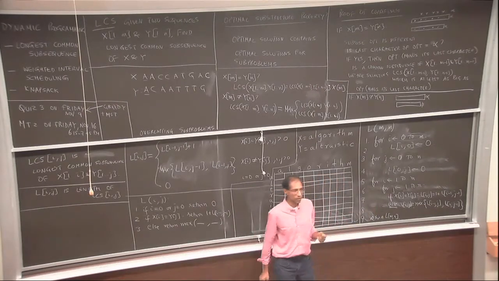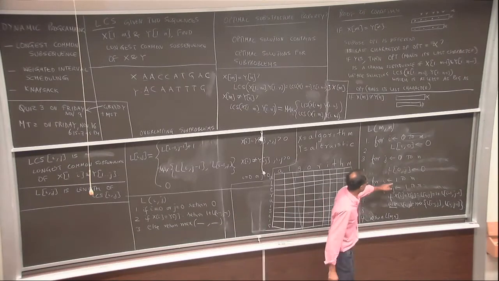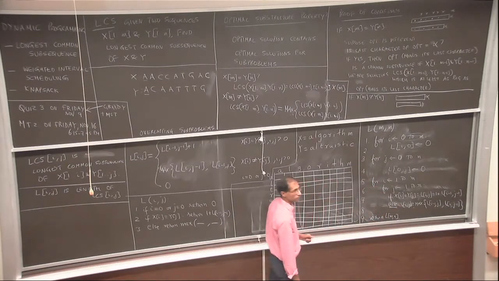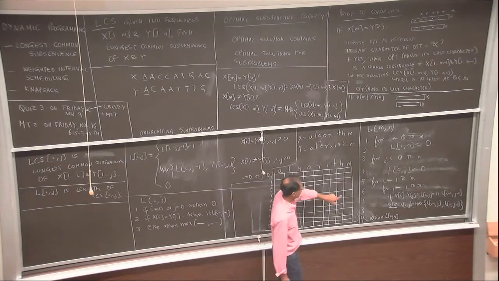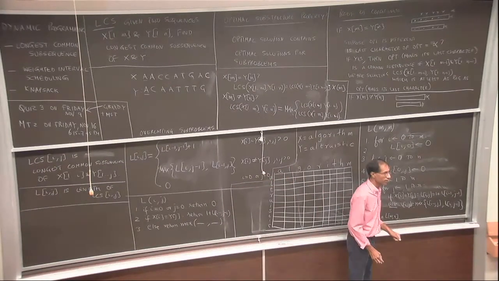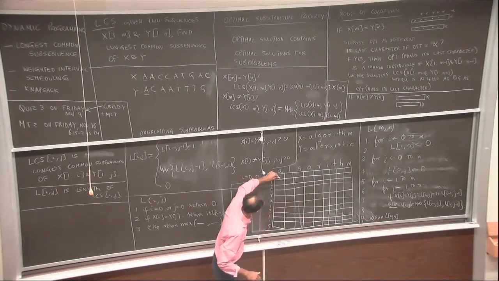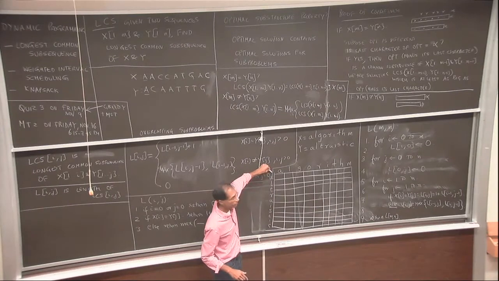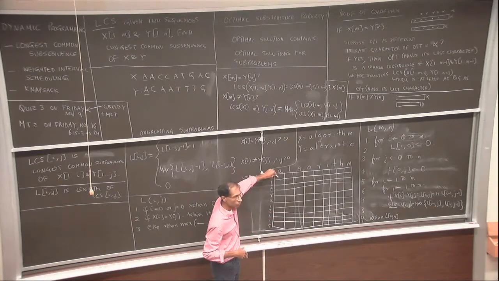Okay, so let's go with this. i goes from 1 to m, j goes from 1 to n. So we start with i equals 1, j equals 1. We check, is xi equal to yj? Yes. If xi equals yj, then what is L of i,j? It is L of i minus 1, j minus 1, plus 1. That means we look at the diagonal entry here and add 1 to it. What is the diagonal entry here? 0, because of that column there. So it's 0 plus 1.